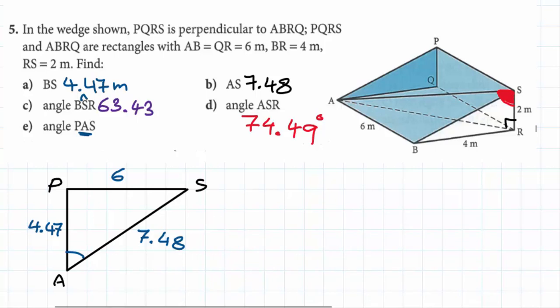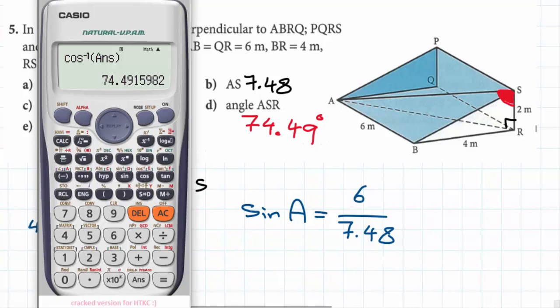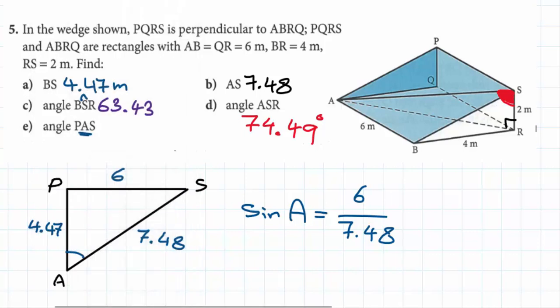We can use any trigonometric ratio like sine, cosine, or tan to get this angle. So let's use sine. Sine of A is equal to opposite, which is 6, over hypotenuse. Hypotenuse is the longest side, 7.48. Now 6 divided by 7.48 is equal to this decimal, and to get angle A, we need to find the sine inverse of this result. Then sine inverse of the answer is 53.33 degrees. It means this angle PAS is 53.33 degrees.